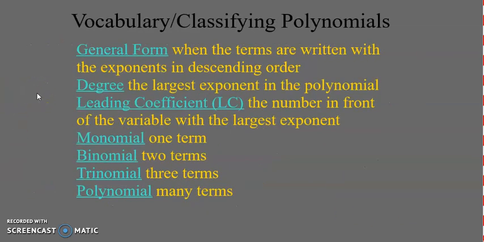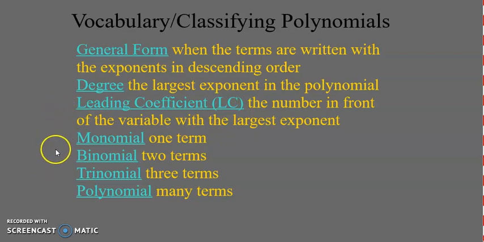The degree of a polynomial is based on that first term that has the largest exponent. Whatever that exponent is, that's the degree. The leading coefficient is then that number in front that we already mentioned. Sometimes you might just see the initials LC for leading coefficient.